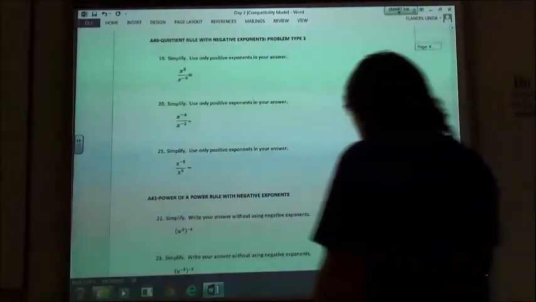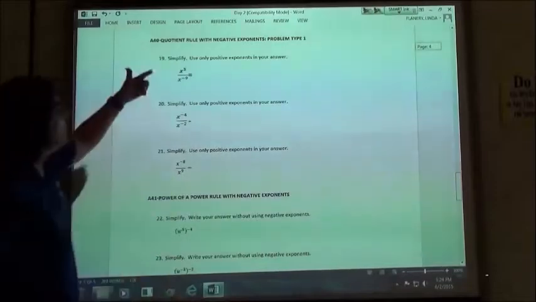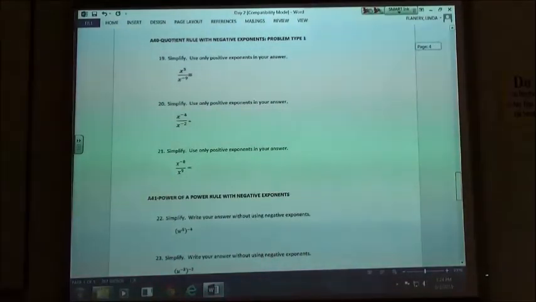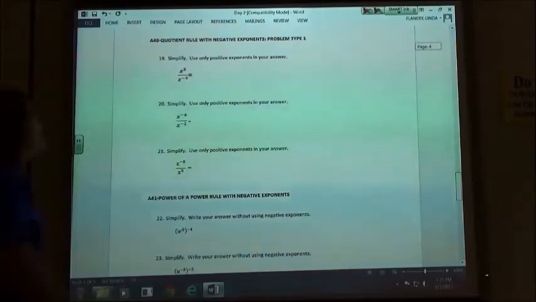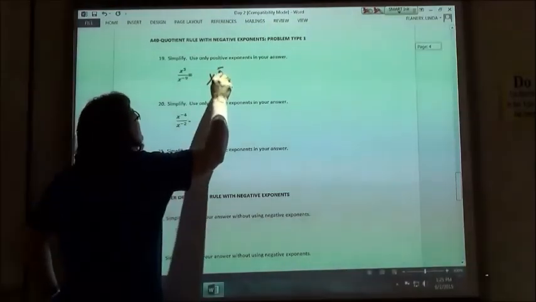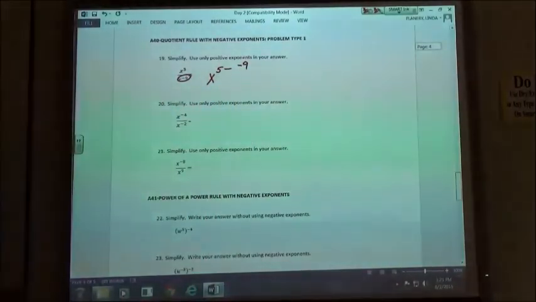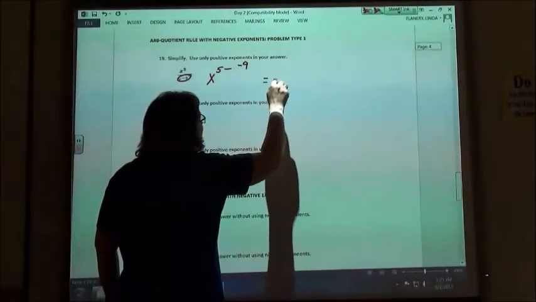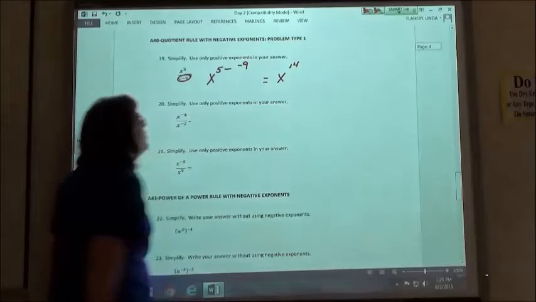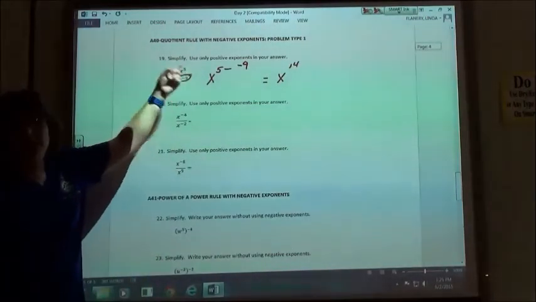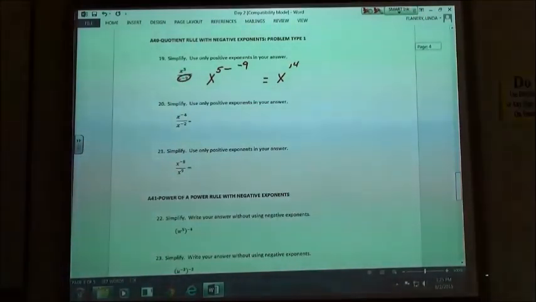Quotient rule with negative exponents. Our quotient rule says that when we're dividing, we can subtract our exponents. You could get rid of the negatives first by moving them to the opposite part, but since we just have that one operation, it's probably just as easy to subtract our exponents. So in this case, I would have x to the 5th. I'm going to subtract the negative 9, and when you subtract the negative 9, you end up adding it, so you get x to the 14th power, right? 5 plus 9 gives me 14.